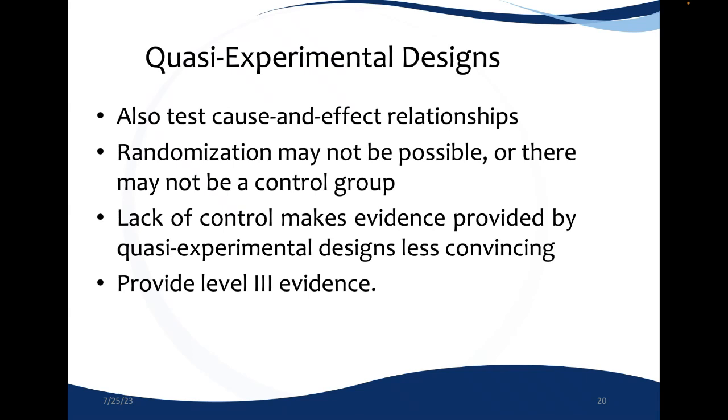So out of the three things, we said an experiment had randomization, control, and manipulation. A quasi-experiment will have manipulation and only one of the two others. So it will have manipulation and control, but no randomization, or it might have manipulation, randomization, but no control.